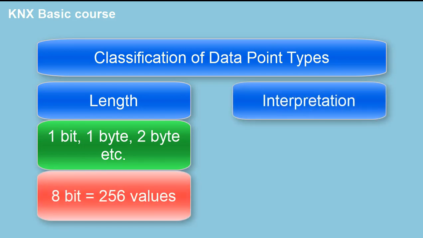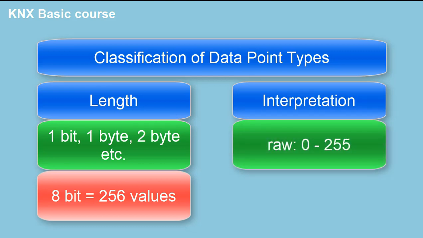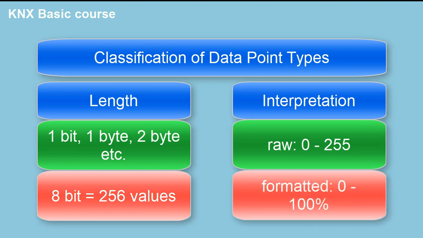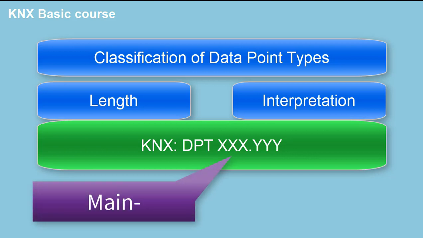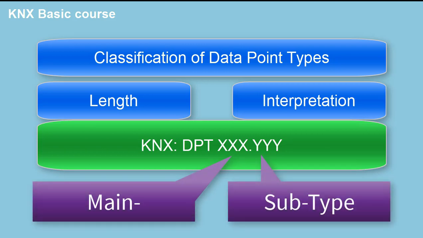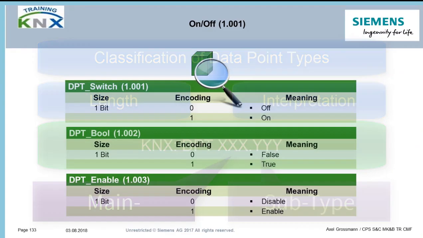Second, the interpretation of such values. The 8-bit values can be standardized to a range of 0 to 100%. The formula is: each original value between 0 and 255 must be divided by 2.55 to get the required value range. The KNX Association has invented a classification system as follows. Data point types are numbered like XXX.YYY.